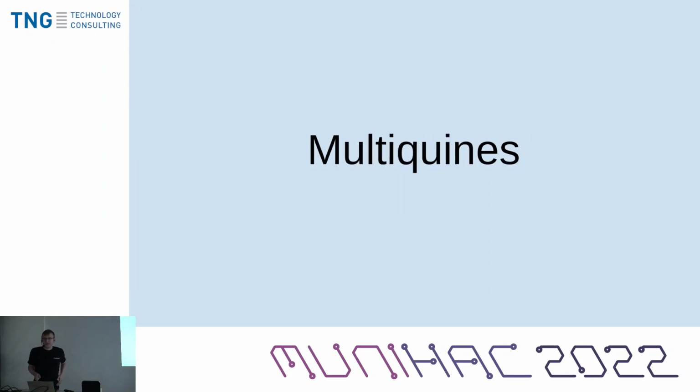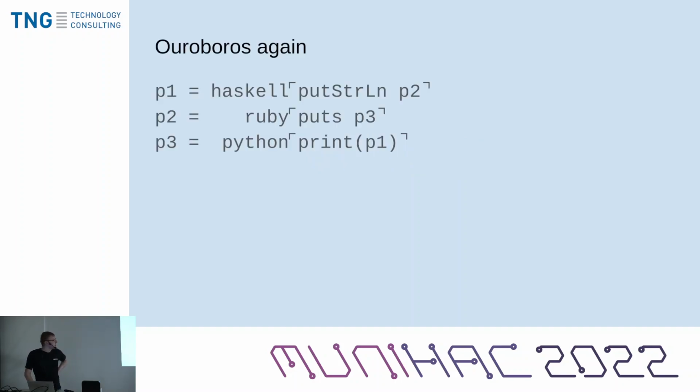Now I'd like to go to another topic, which is multi-quines. So far, in this entire talk, every program in Python and in Haskell was print that string literal. And this is a bit unfair because all the work was done by Haskell. Can we do something else? Well, let's go back to the program where we had a Haskell program printing a Ruby program, printing a Python program, and I can write it as a system of equations. We have programs P1, P2, and P3, one in Haskell, one in Ruby, one in Python, and P1 prints P2, where P2 prints P3, and P3 prints P1.